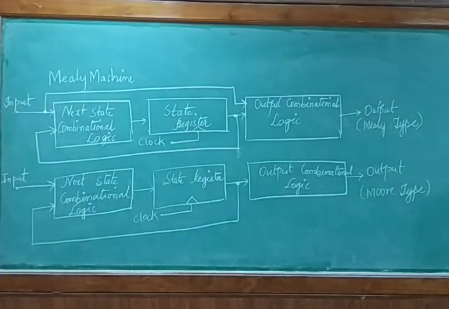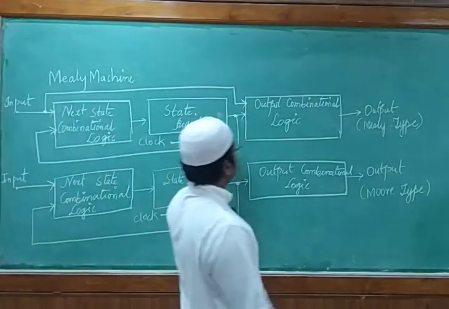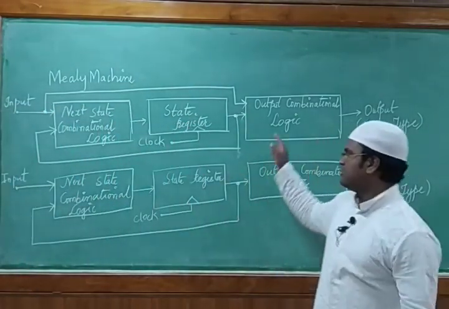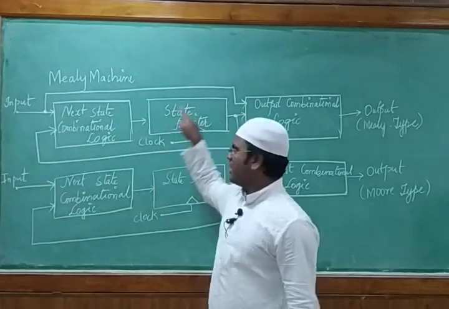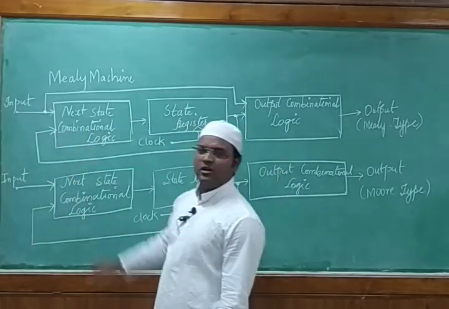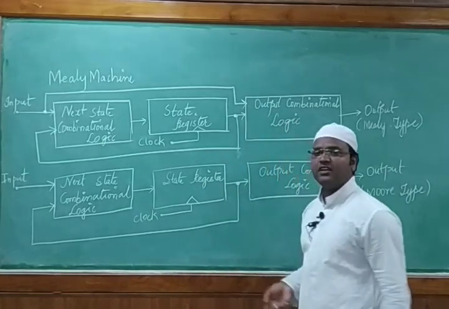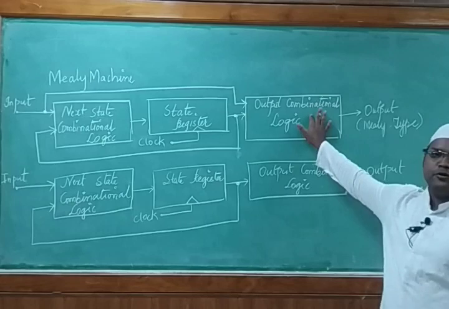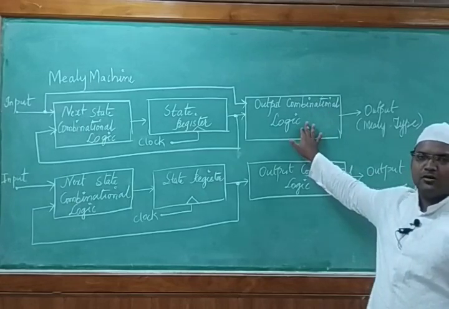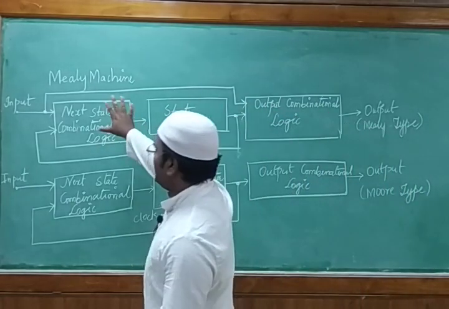As soon as it reaches the state register, we do have one more connection over there. As you can see here, this is passed again, fed back, just like a feedback, to the combinational logic. It keeps on checking for the values until it reaches the output combinational circuitry. So the block of Mealy machine is this way.